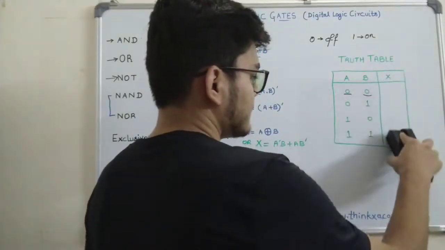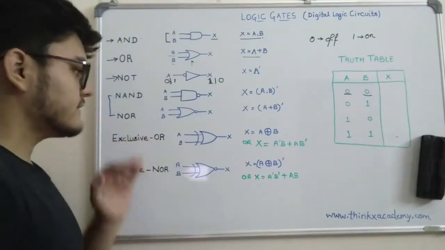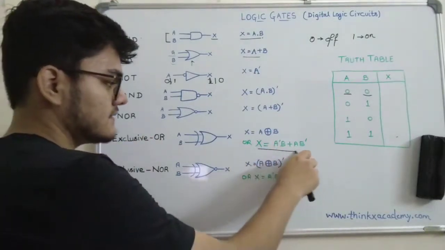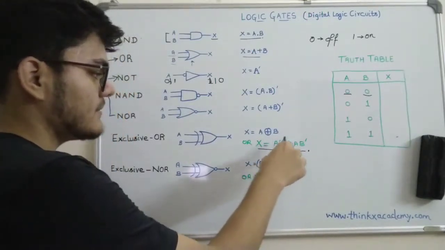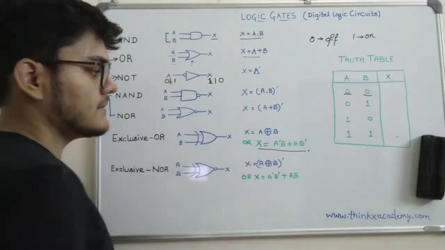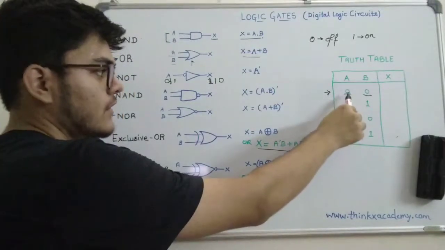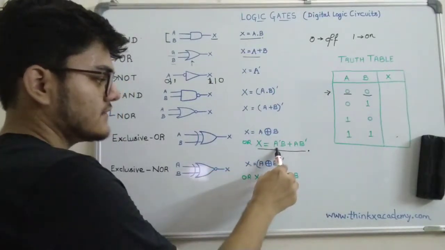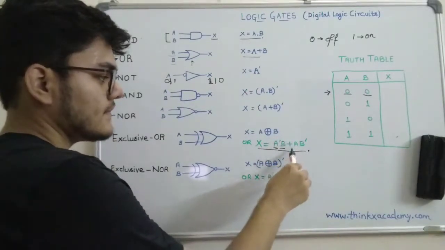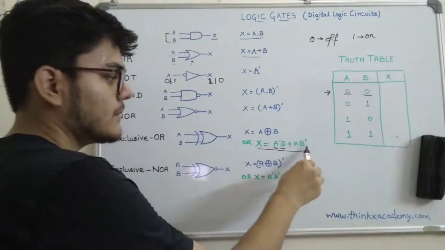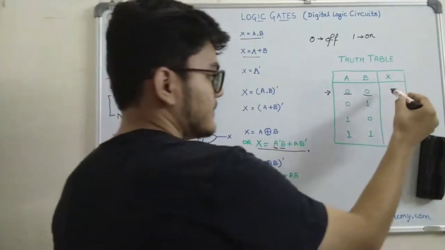So let's study the truth table of the exclusive OR gate. In the case of the exclusive OR gate, we can see this whole algebra here, and this algebra says A complement B plus A B complement. Initially the values of A and B are 0 and 0. So 0 complement is 1, and B is 0, so this will evaluate to be 0. 0 plus A B complement. A is 0, so this will be 0. So 0 plus 0 will evaluate to be 0.